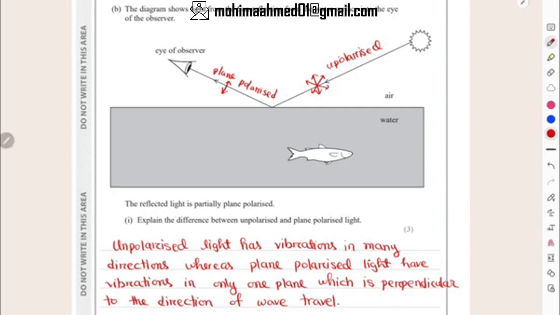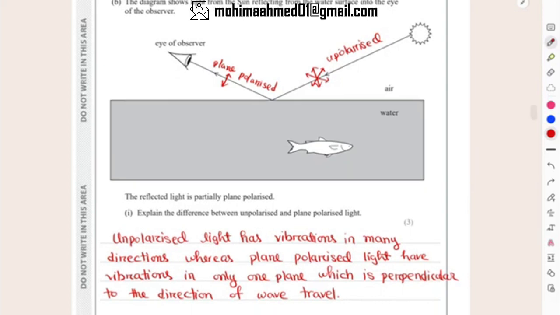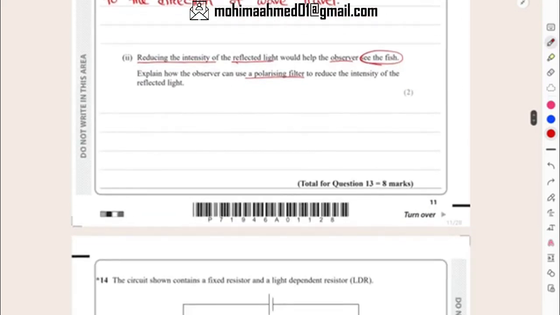So if this ray is entirely vanished from here, then obviously the observer can clearly see everything under the sea surface. So what the observer should do, if for example the light was vibrating vertically, is use a filter with horizontal lines on it. That means in a written statement you should write your answer as: the observer should position the polarizing filter at 90 degrees to the plane of that reflected light.